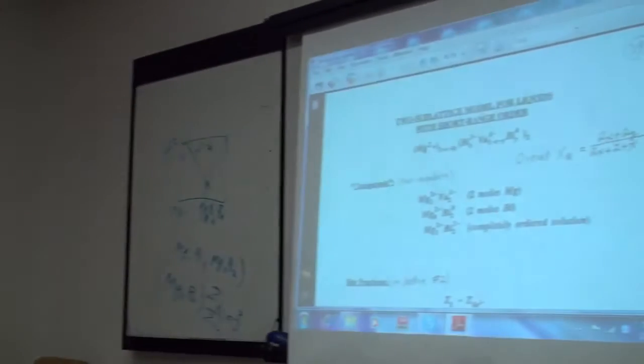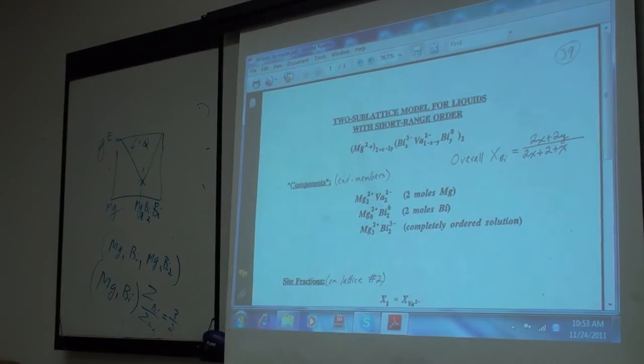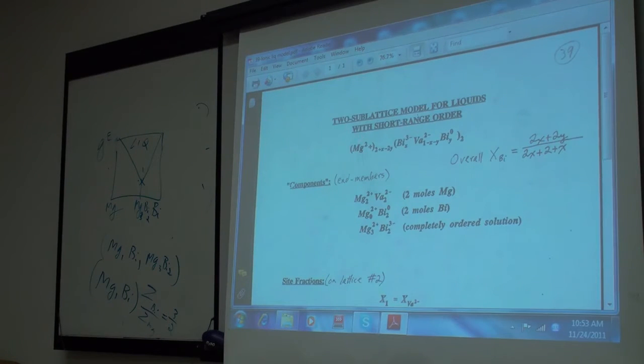Okay, the ionic liquid model, the way they treat it, you would treat it as two sublattices. Magnesium 2 plus goes on the first sublattice. First of all, you have to talk about it being ionic, even though it isn't really ionic, it's a metal. You put magnesium on this sublattice, you put bismuth 3 minus on this sublattice, you put charged vacancies on this sublattice, and you put neutral bismuth atoms on this sublattice.